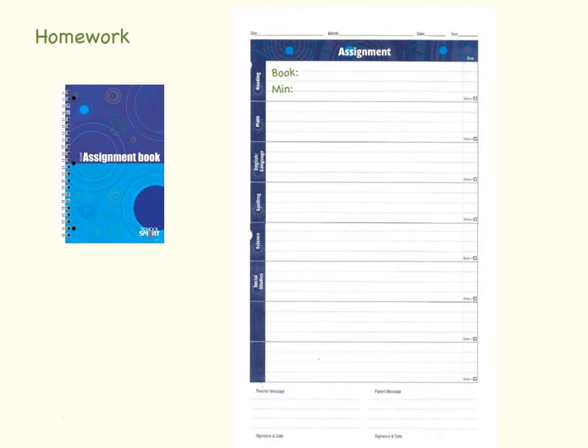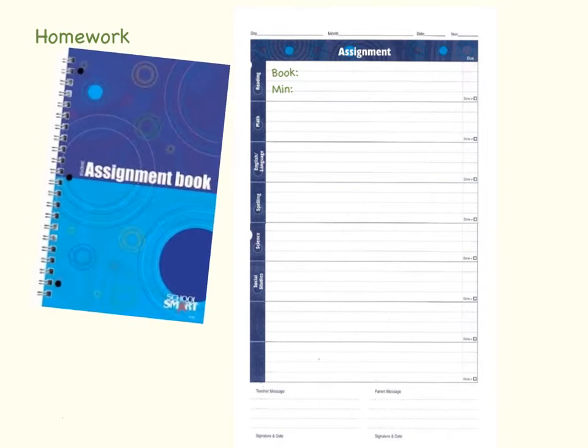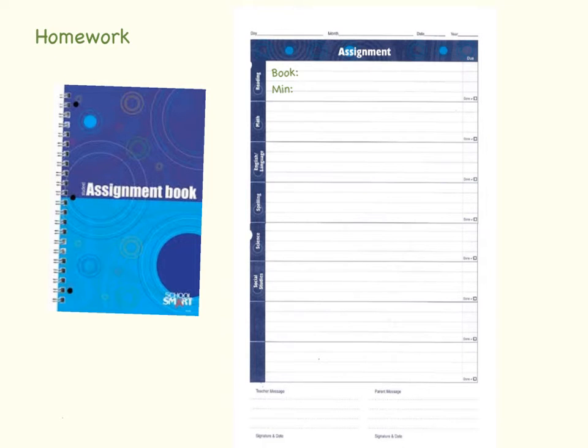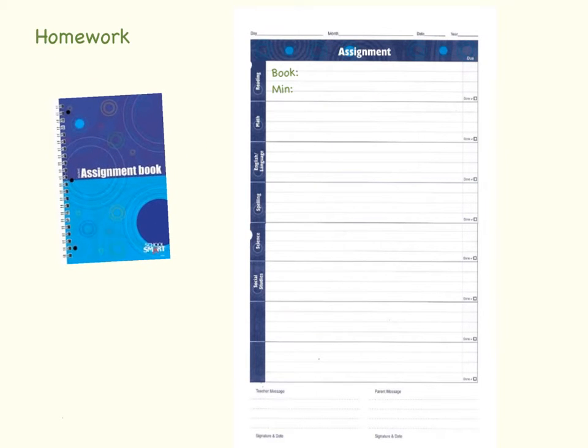Speaking of homework, every day your child will complete their assignment notebook. We do this first thing in the morning. The assignment notebook looks like this on the cover, and the inside looks like this. Every day they should be filling out the day, the month, the date, and the year. They will also every day put the words book and minutes, and then they will leave it blank.